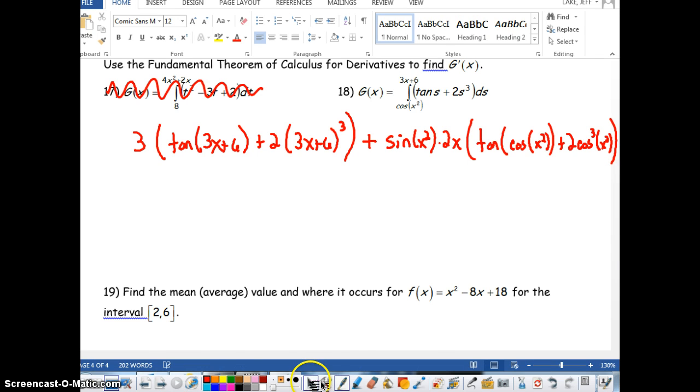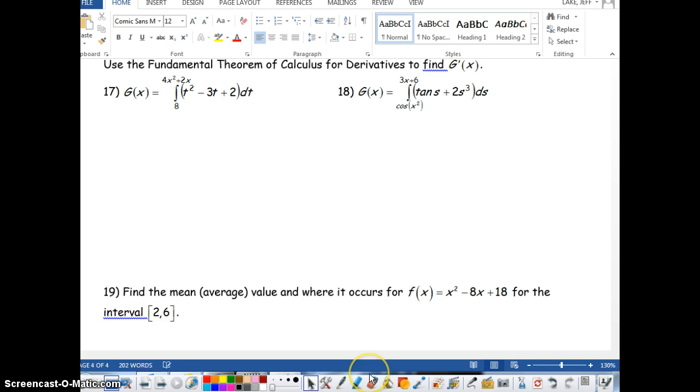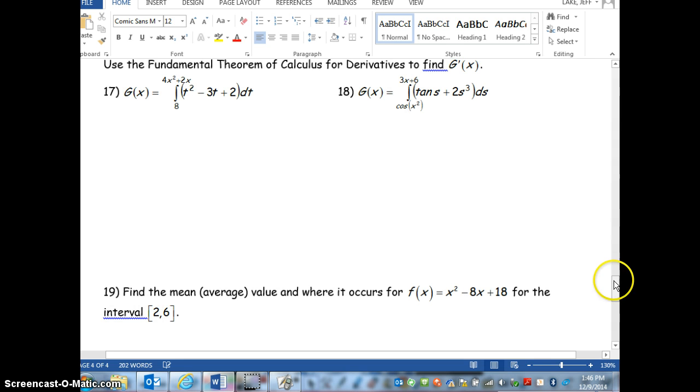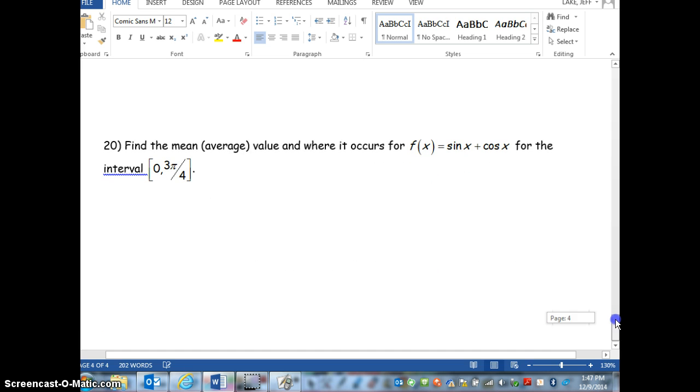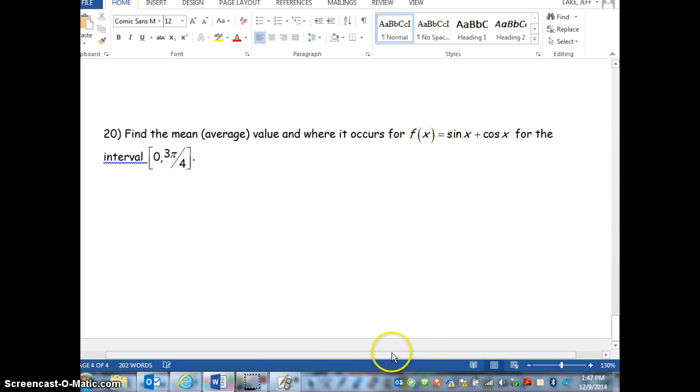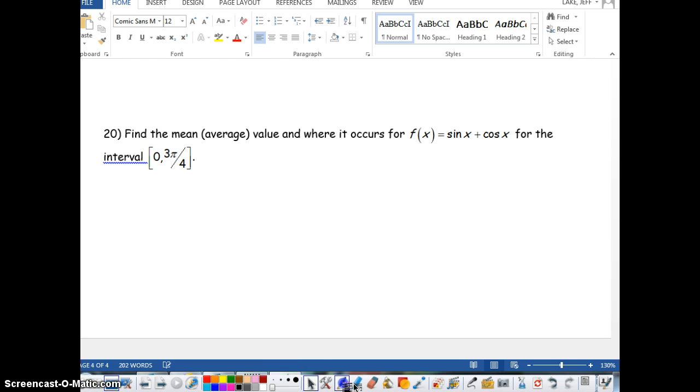All right, so moving on now to number 20. Number 20 is the one where you have to find the mean or the average value, okay, and then where it occurs. All right, so we give you the equation f of x is equal to sine of x plus cosine of x. You have to integrate that from 0 to 3 pi over 4. So I'm going to integrate from 0 to 3 pi over 4 sine of x plus cosine of x.